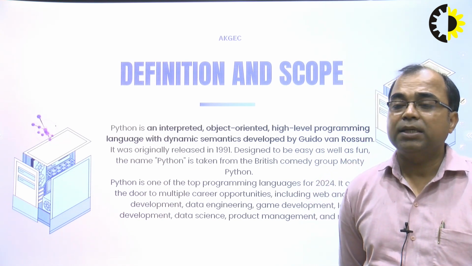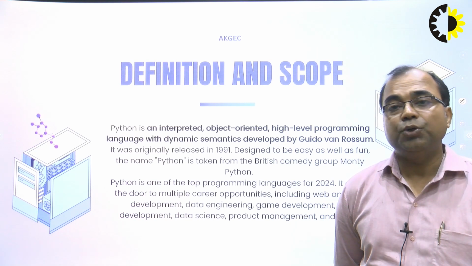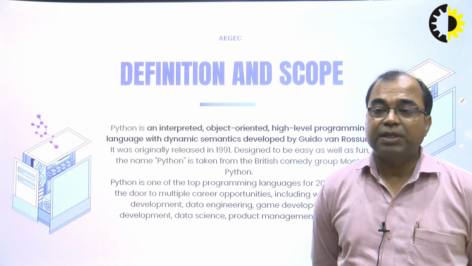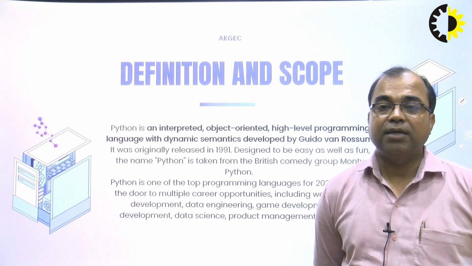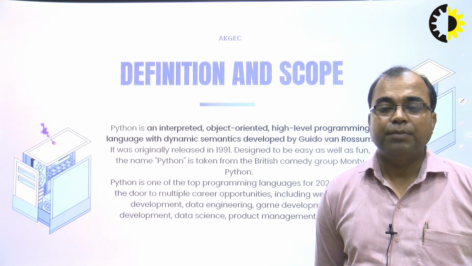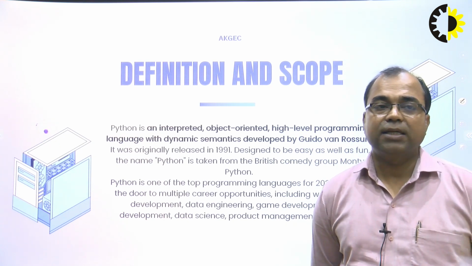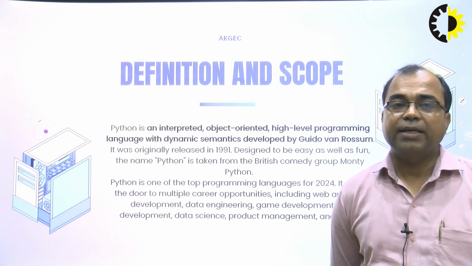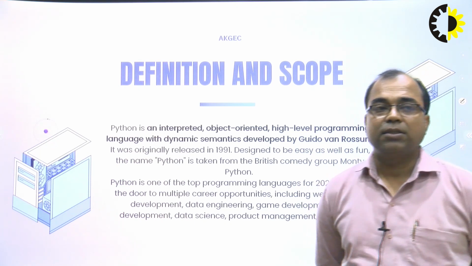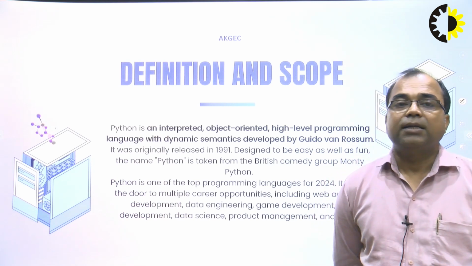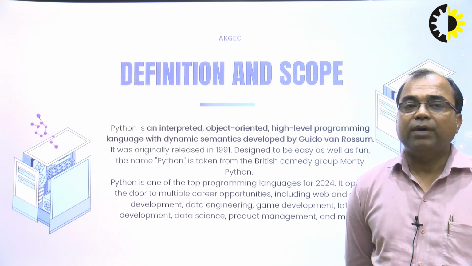High level means it is nearer to humans, not nearer to the machine, which is machine level language. It is very near to human, like English language. As we write and read in English, that is what a high level programming language is. And it has dynamic semantics, developed by Guido van Rossum.